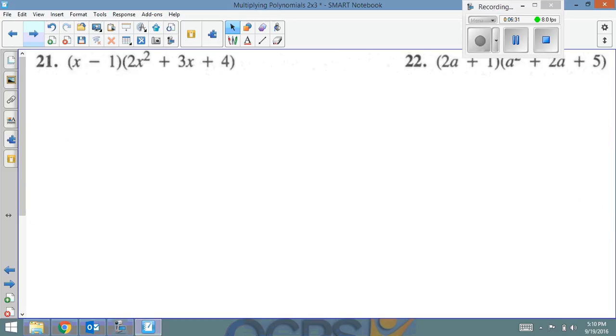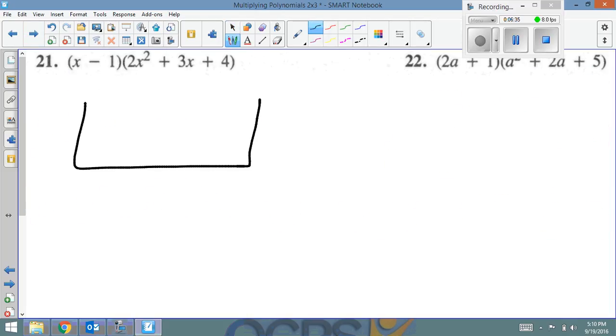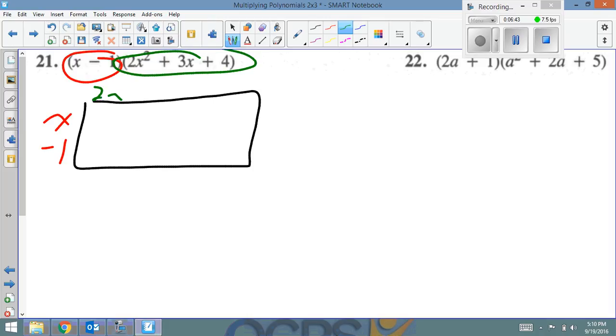Alright, we're going to keep going. Draw ourselves our box. Smaller term goes in the front. That's x minus 1. I'm going to go a little faster now. Bigger term on top. 2x squared plus 3x plus 4.